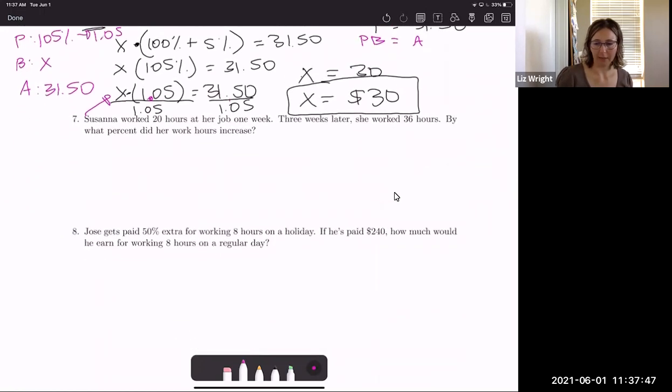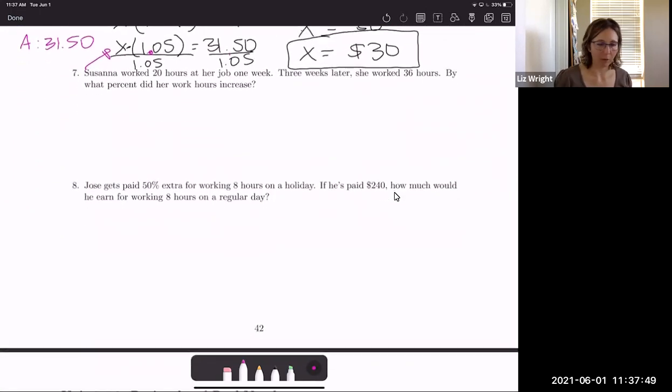All right, 7 is a little tricky, so don't let it mess you up. So it says Susanna worked 20 hours at her job 1 week. So week 1 is going to be 20 hours. And week 3, so 3 weeks later, so actually, I guess that's week 4. If we're doing 3 weeks later, she's working 36 hours, moving on up.